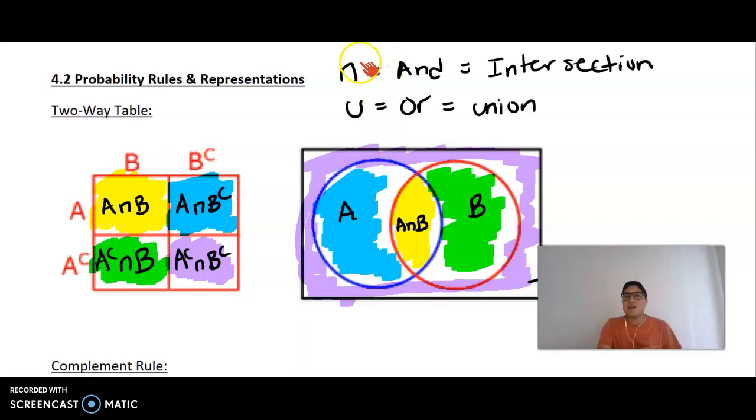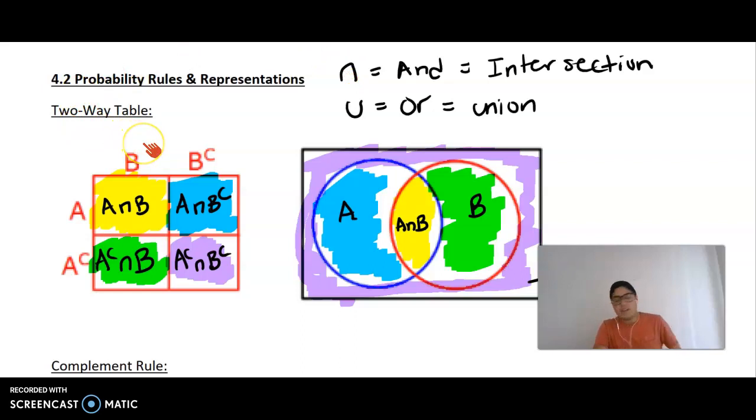Now, I need you to write down these symbols on your paper. This upside down N, upside down horseshoe, means and this represents an intersection. It's the probability both events occur. Now, regular old horseshoe kind of looks like a U. This represents or, and this is called a union, which means either A or B occurs.